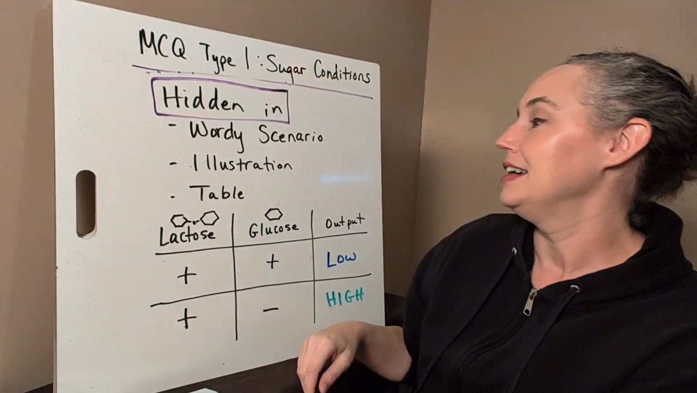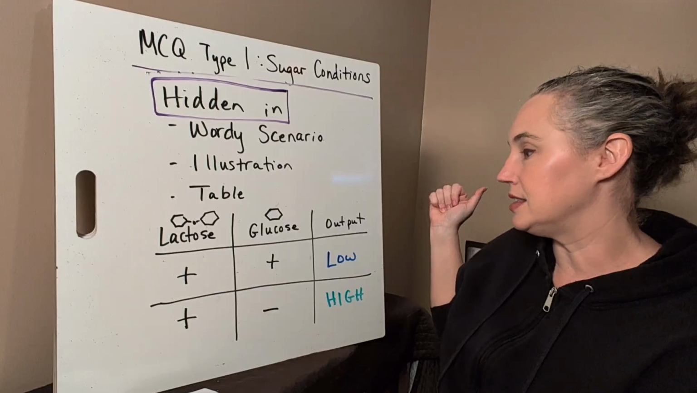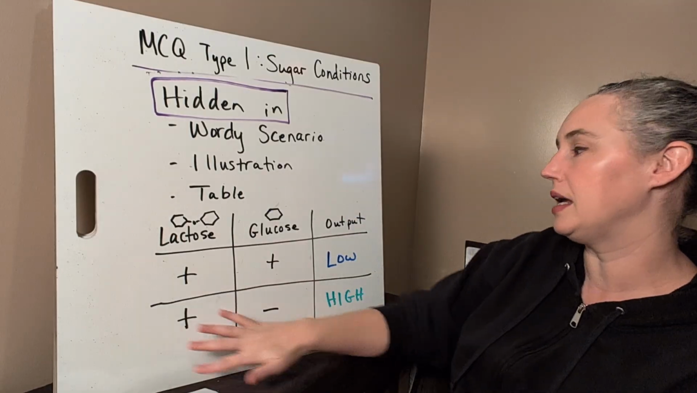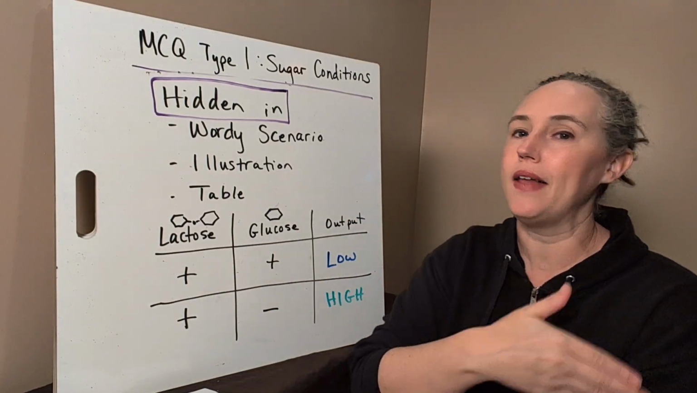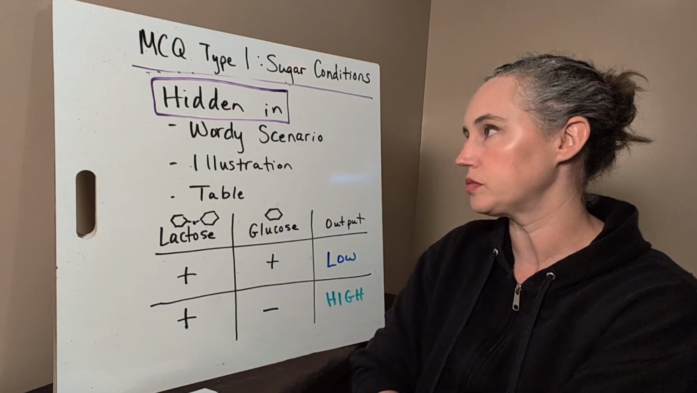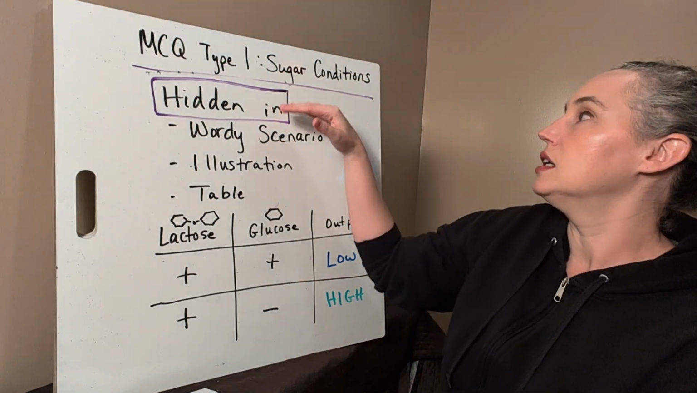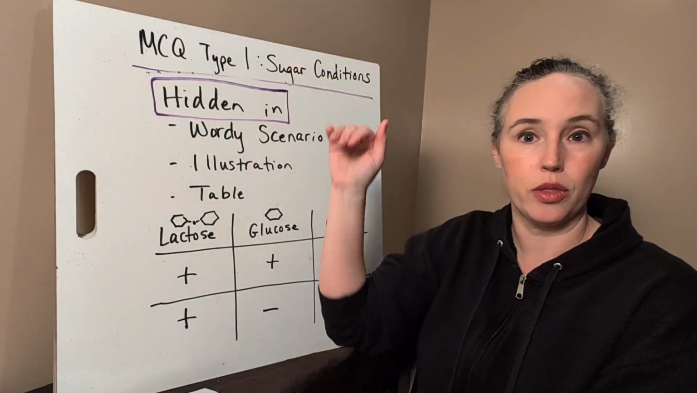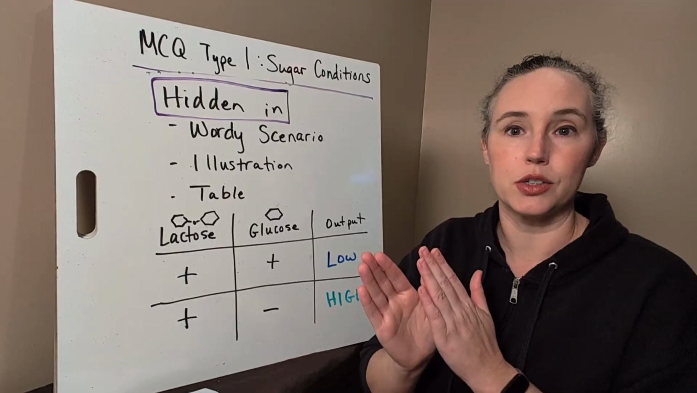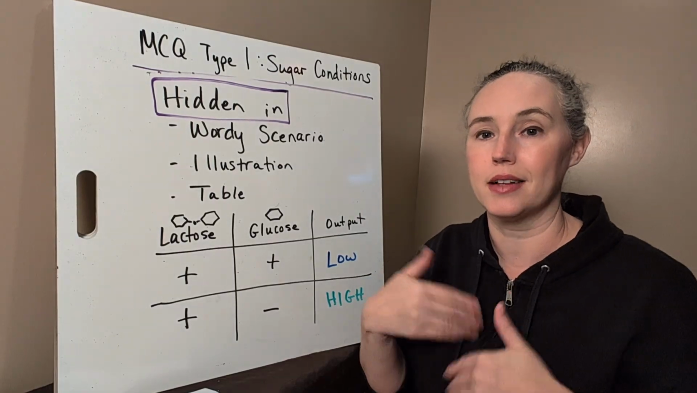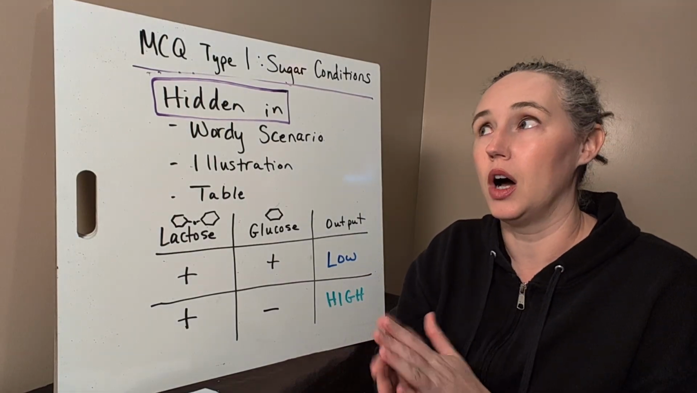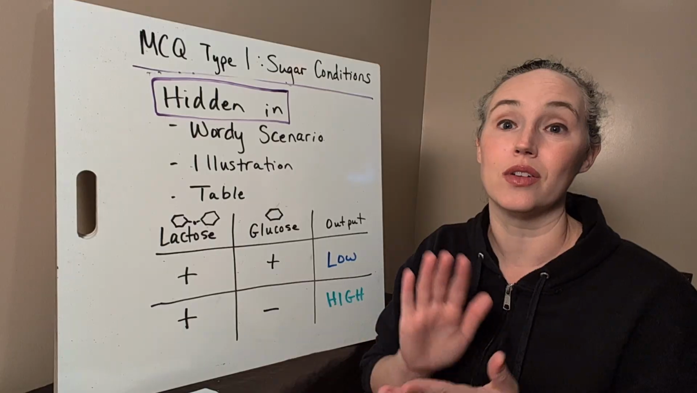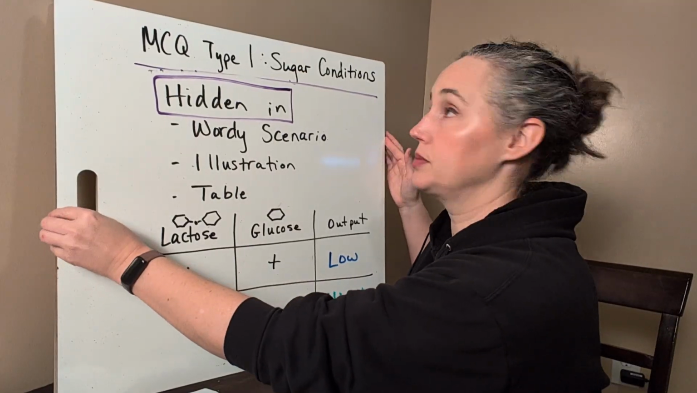So it may also hide it in a data table. It may give you something like this and then ask you a question about it. But again, we just went through the different sugar conditions and how they're going to impact whether it's on or off, and then whether it's high or low based on your glucose.